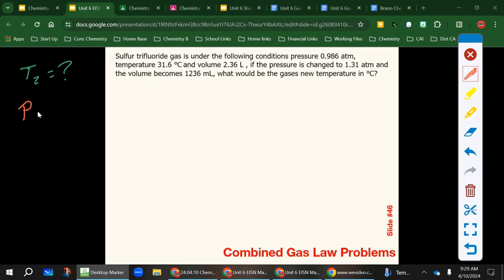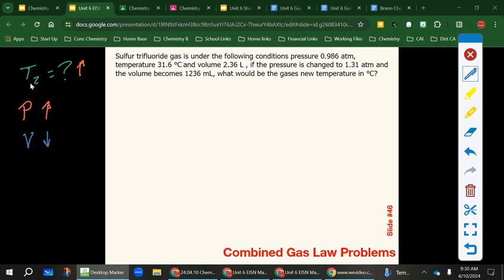So, what happened to pressure, ladies and gentlemen, in this problem? It's changed. How? It went up. What's that going to do for temperature? Should make it go up. Doesn't mean it is going to, but it should make it go up. All right, what happens to volume here? It goes down. What should that make temperature do?